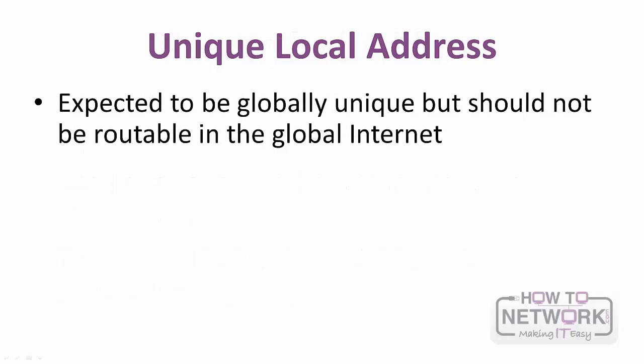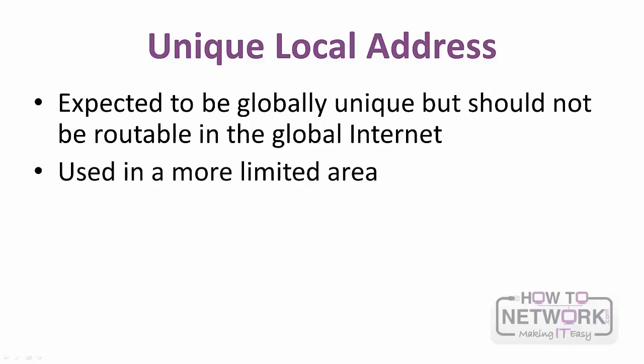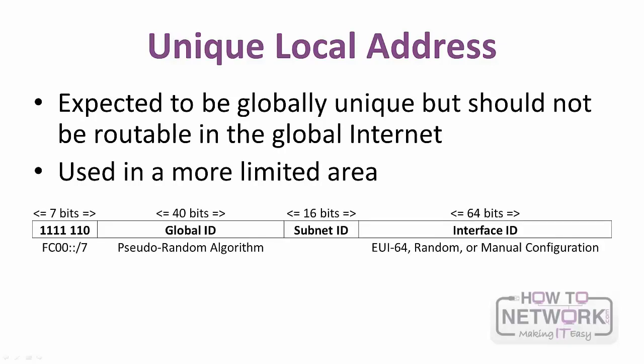These addresses are expected to be globally unique, but should not be routable in the global internet. They are to be used in a more limited area, such as within a site or routed between a limited number of sites. The following figure illustrates the format of a unique local unicast address. Unique local addresses have the prefix FC00::/7, which results in the range of addresses from FC00::/7 to FDFF::/7.